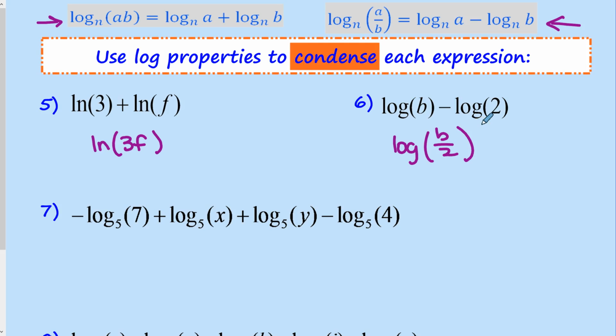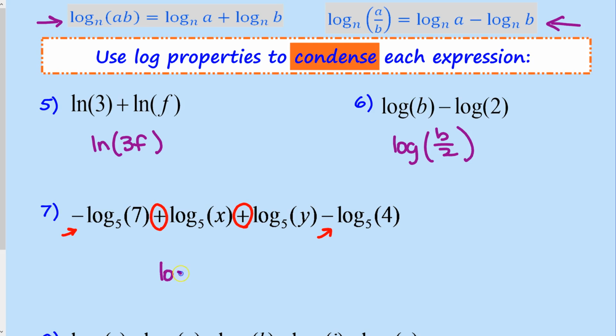And then number 7 is going to combine both properties. So we have some logs that are added, we have some logs that are subtracted. Even the one in the beginning, you can think of it as being subtracted because of the negative sign. So any log that's subtracted is going to become the denominator of a quotient, and any log that's added is going to become the numerator.